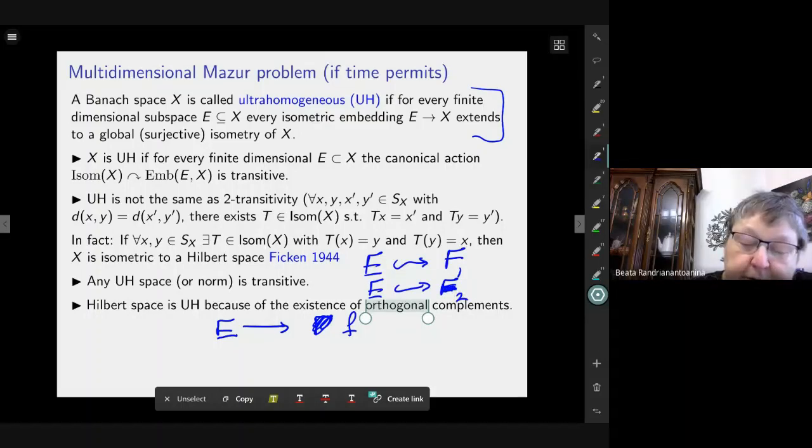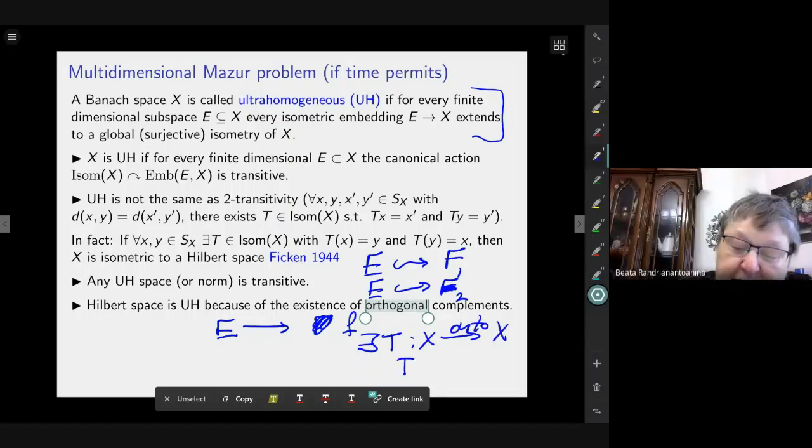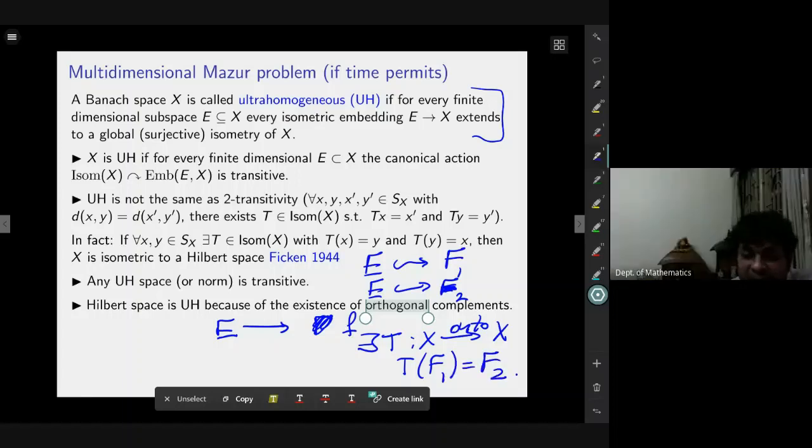And those F1 and F2 are clearly isometric to each other, since they are both isometric to E. This condition precisely means there exists T from X onto X such that T of F1 equals F2. Is this T in any way related to a conjugation? Can it be called a conjugation?